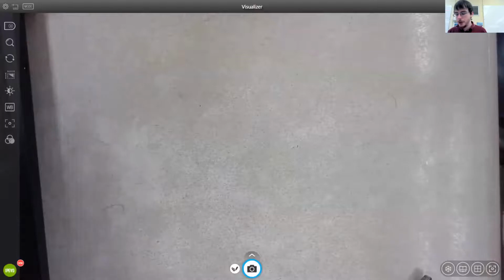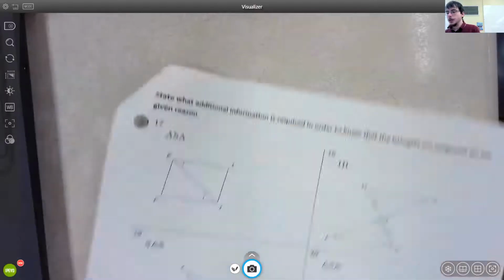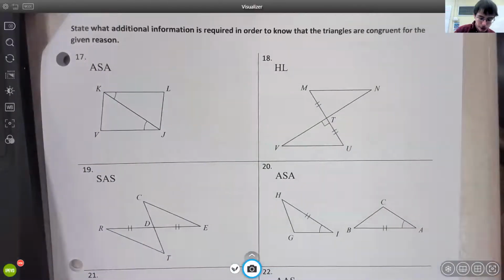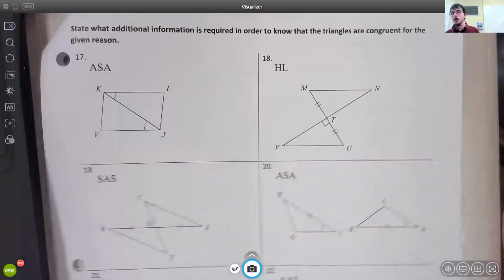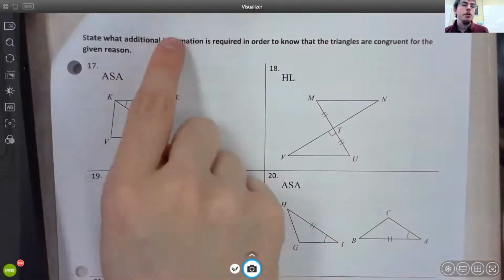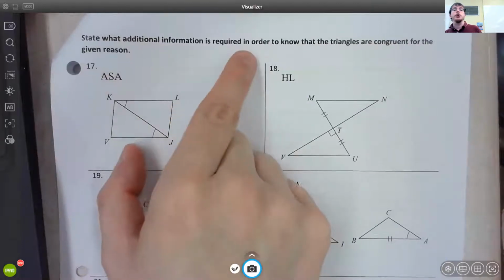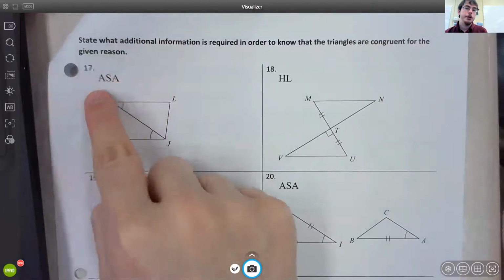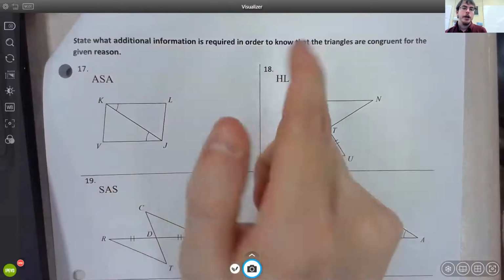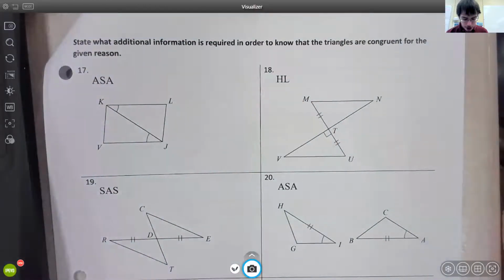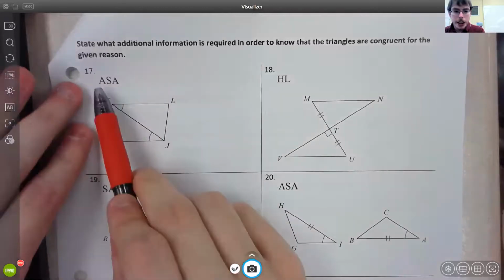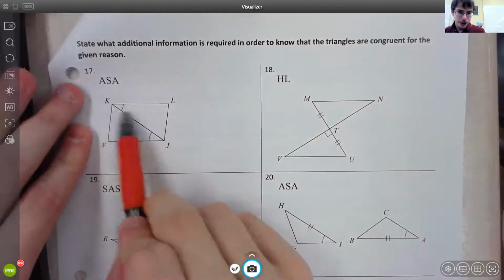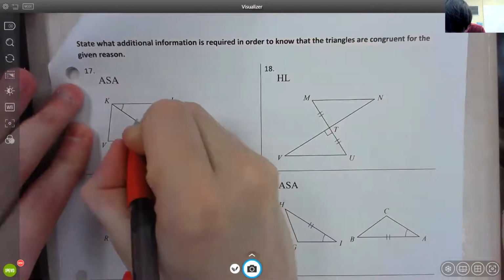Okay. All right, now let's look at the next 8. Be the last 8 that we do. Just kind of showing you this, just in case a problem comes up like this, and they will. State what additional information is required in order to know that the triangles are congruent for the given reason. So it gives you a given reason and a diagram here. The first thing you want to do is try and label what you have. So if you look here, in your diagram, you have a shared side.